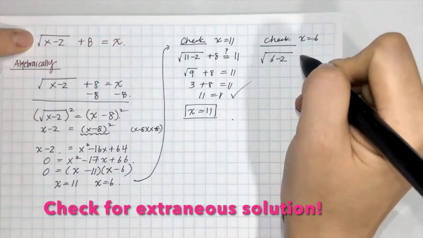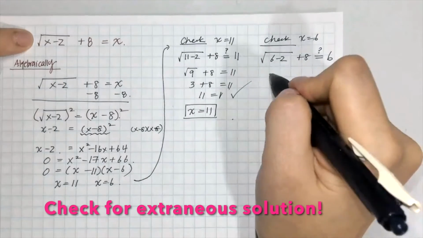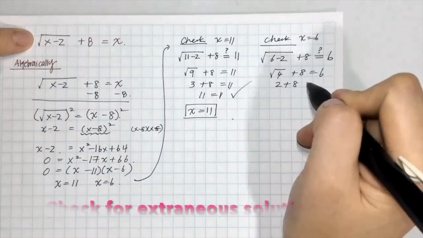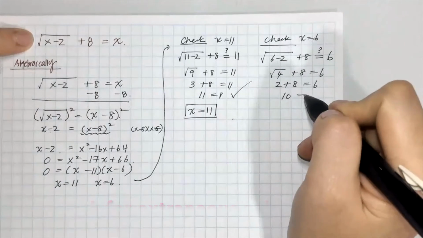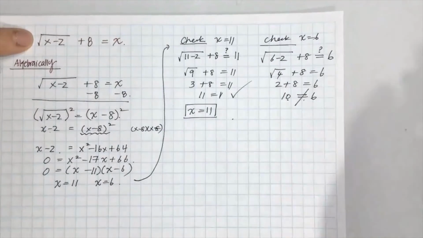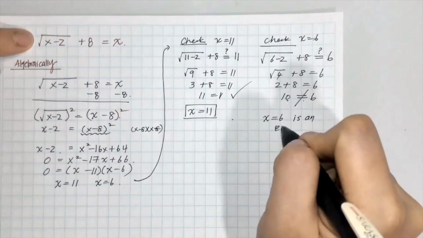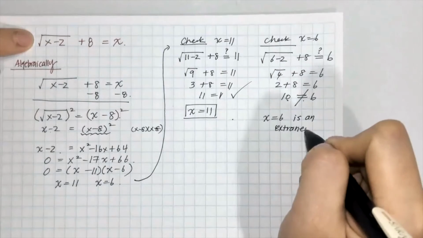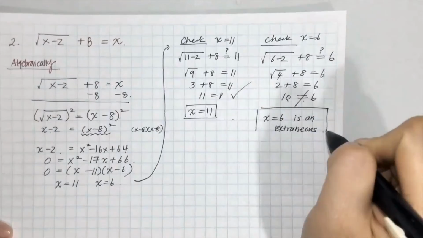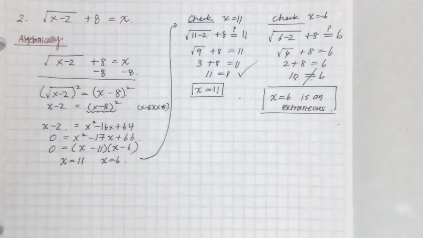6 minus 2 square root plus 8. Does that equal 6? 4, that's a 2. And uh-oh, I get 10 on the left side, which is not equal to 6, and that means x equals 6 is an extraneous solution. It's not really the true solution of this equation. It's a fake solution. But you still want to state that it's extraneous.